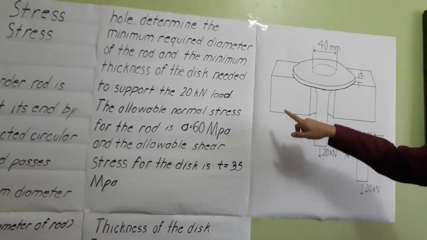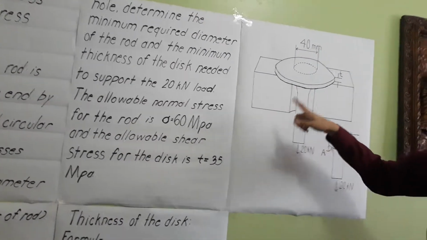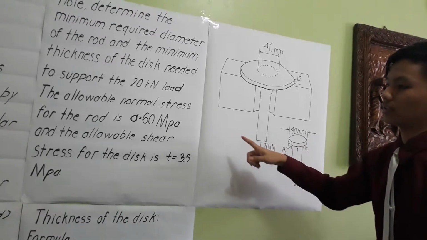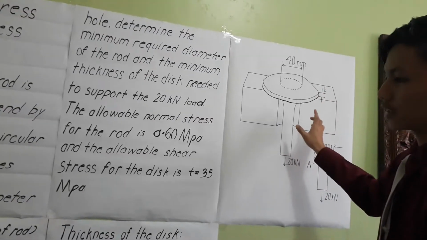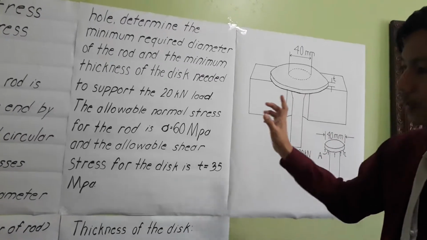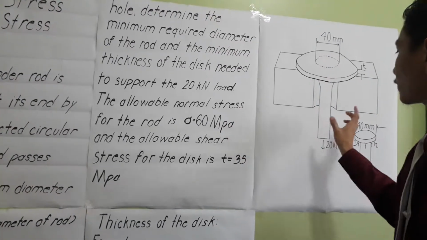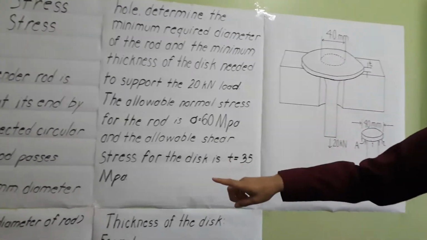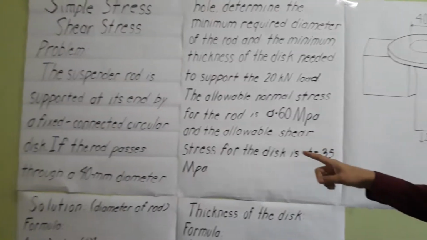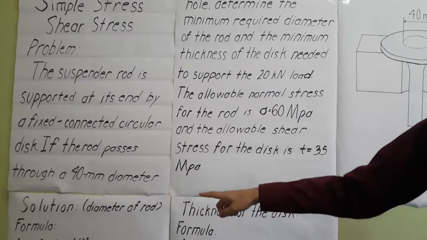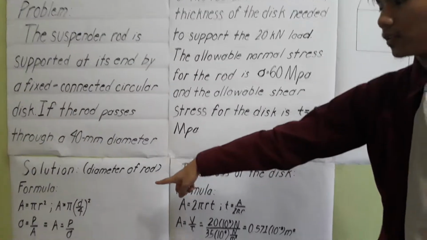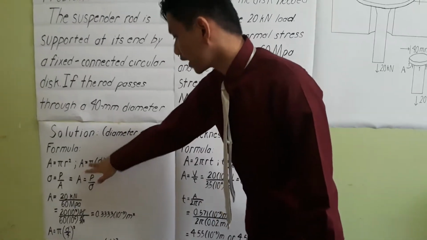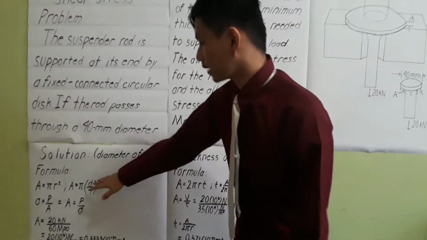The allowable normal stress for the rod is 60 megapascal and the allowable shear stress for the disc is 35 megapascal. To get the diameter of the rod, we can just use the formula of area of circle. Since the rod is circular, we can use the area equals pi r squared, or simply A equals pi diameter over 4 squared. And now, since we have two unknowns, the area and the diameter, we can't find the diameter yet.